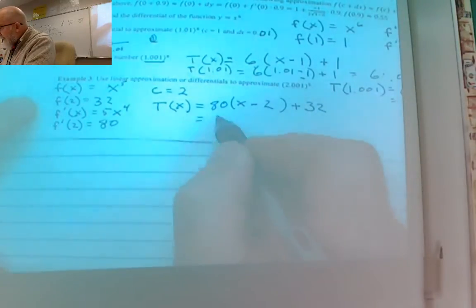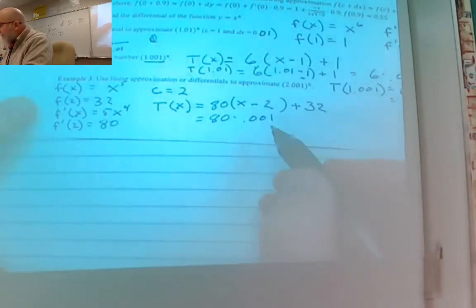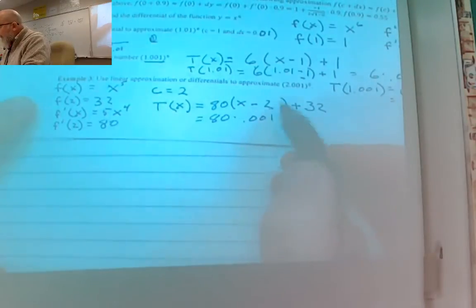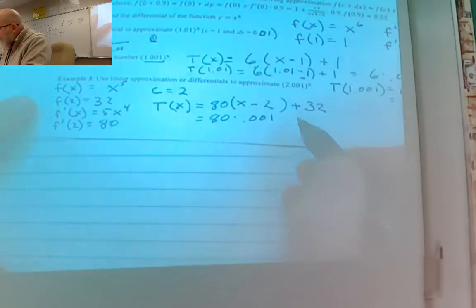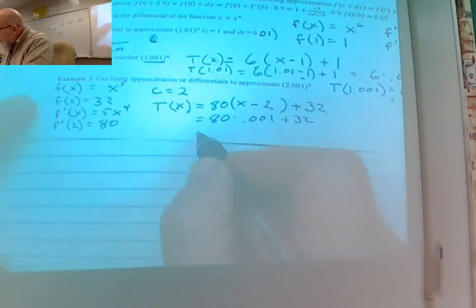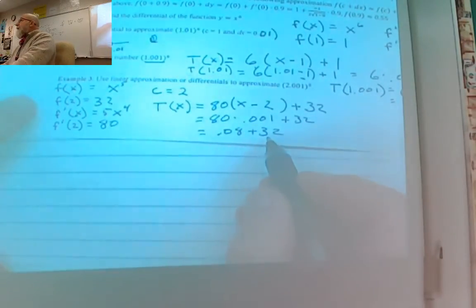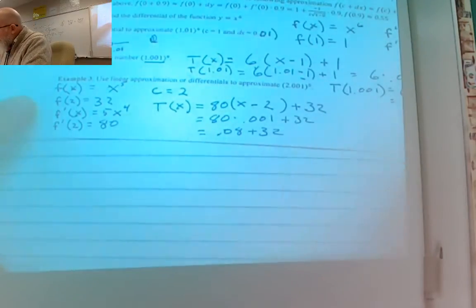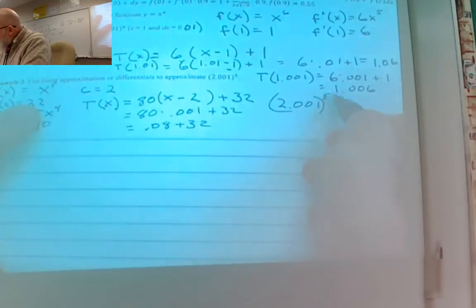So I'm going to get 80 times 0.001. Is that what you said? This right here is d of x. It's the difference between this 2 and this 2.001. That's all it is. Plus 32. Are you able to do that in your head? 0.08. You are doing marvelously. You haven't even touched a calculator. Plus 32. Are you able to do that in your head? 32.08. So 2.001 to the 5th is approximately 32.08.